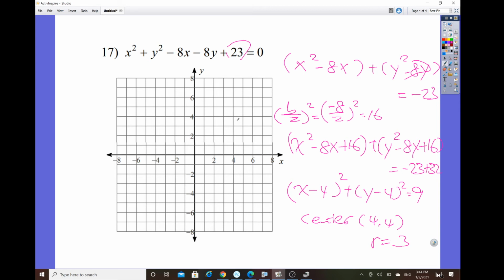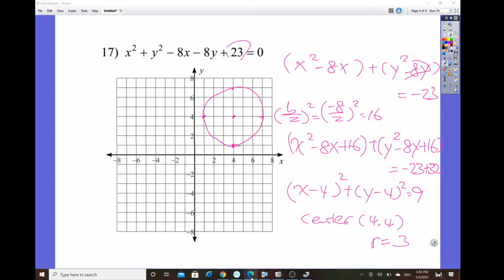So 4 comma 4, it's all the way up here, so radius 3. So 3 units to the right: 5, 6, 7. 3 units to the left: 3, 2, 1. 3 units up: 1, 2, 3. 3 units down: 1, 2, 3. And then simply connect the dots with a circle. Just like that. Okay, so now let's see what else.